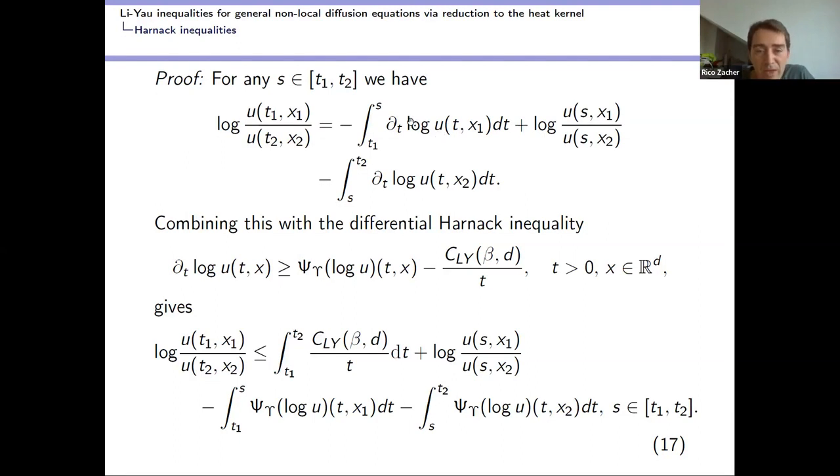Now, thanks to the differential Harnack inequality, you can estimate this minus d_t log u from above, and this results in this inequality here. So we have the two psi upsilon terms we get from the differential Harnack inequality. This term is still the same, I just copied it. And then we have two terms resulting from this function here, and we bring them together to integrate from t1 to t2. So here we use the differential Harnack inequality, and this identity is true for any s in this interval t1, t2.